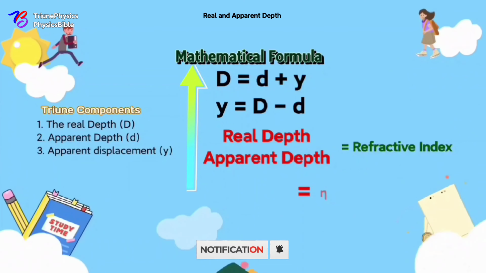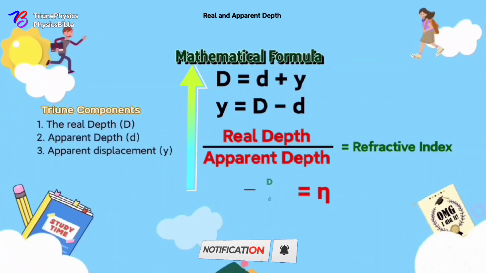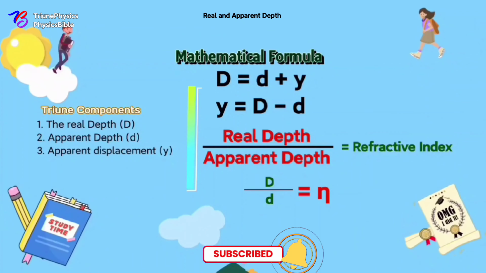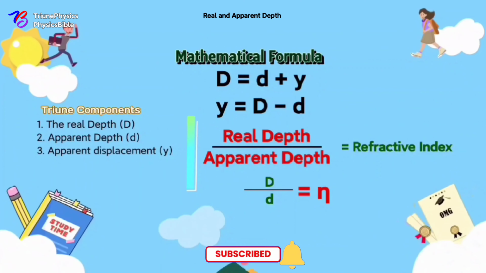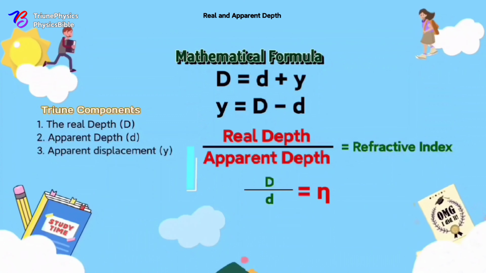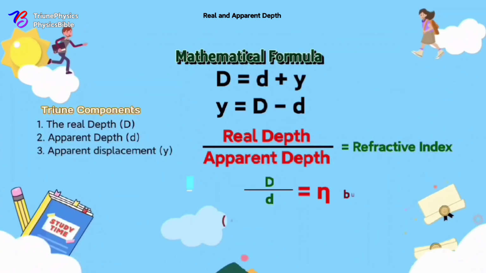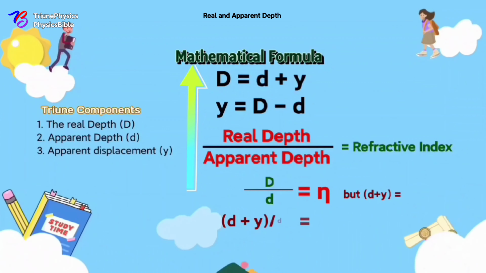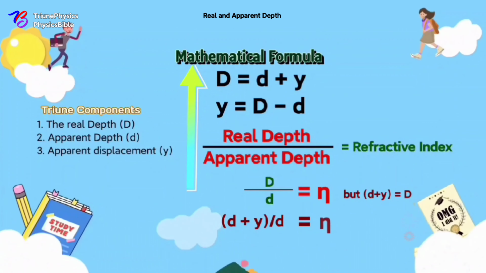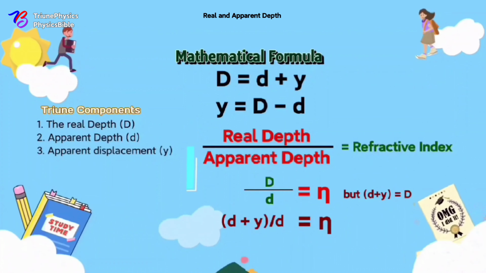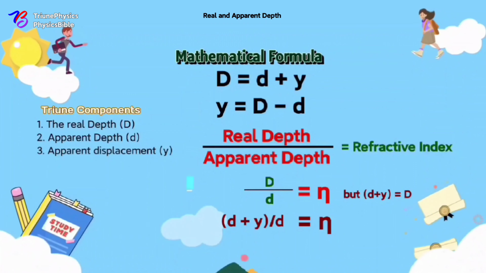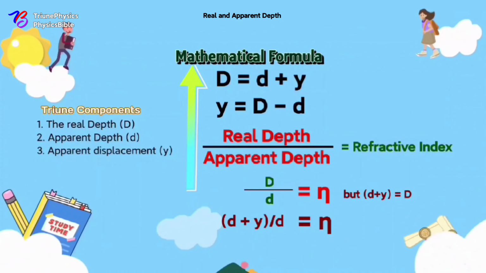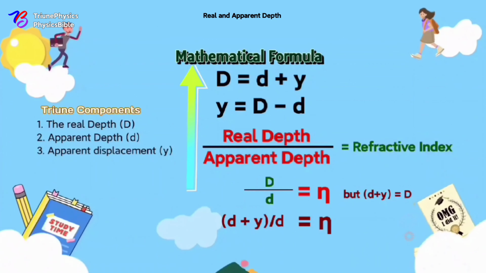Refractive index is the yardstick to determine how the light ray is able to bend. The level at which the light ray is able to bend is the refractive index, which is D uppercase divided by d lowercase. By substitution, d plus y is real depth. It becomes (d plus y) divided by d, which is the refractive index of either the glass prism or the water.